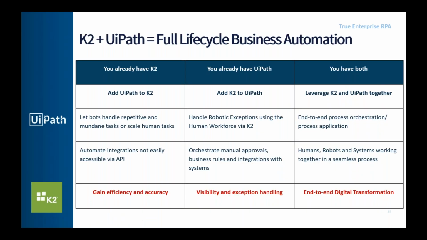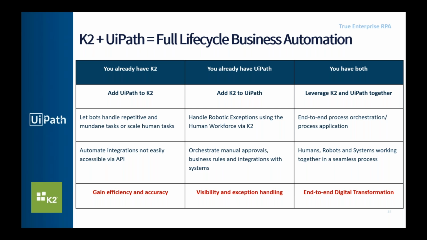Now, some of the scenarios that we can weave together using K2, which is a digital process automation platform, and UiPath, which is a robotic process automation platform, are really interesting. Firstly, if you already have K2 and you want to add UiPath to K2, it gives you the ability to let bots handle the repetitive and mundane tasks, or even scale up the human tasks that we need to do on a day-to-day basis. It allows us to automate integrations that are not easily accessible via an API, and this allows us to gain efficiency and accuracy.